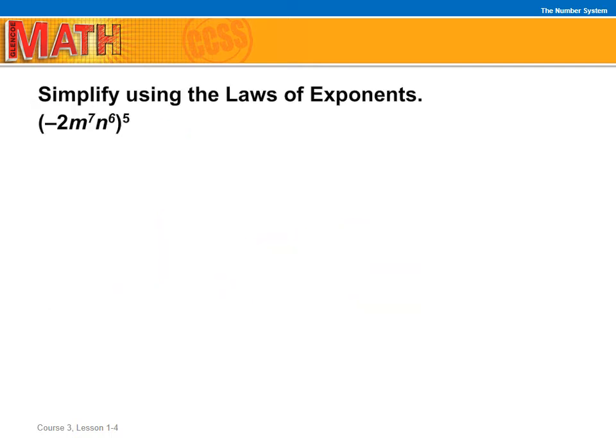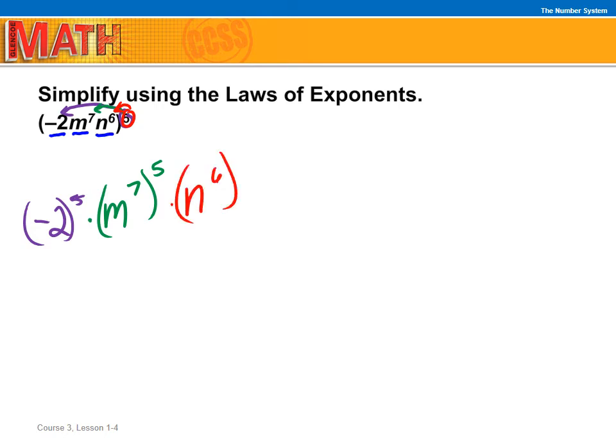Another example that we're going to simplify using the laws of exponents. Now we have negative 2 times m to the 7th power times n to the 6th, raised to the 5th power. So now I'm going to take that 5th power and place it on the 2, so it's negative 2 to the 5th power. Let me put that in parentheses. The 5 is going to go to the m to the 7th power, so it's m to the 7th power, again in parentheses, raised to the 5th power. And last but not least, I'm going to take the 5 again into n to the 6th power, so n to the 6th power raised to the 5th power.